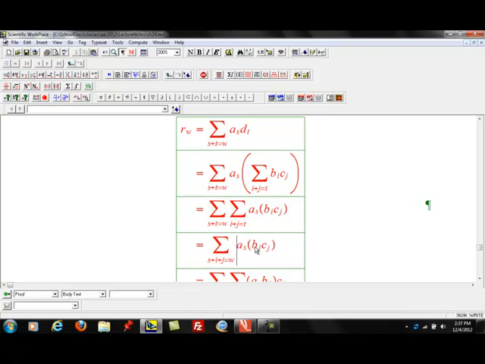Which makes this down here just a little bit easier. Allows me to change how we sum it.